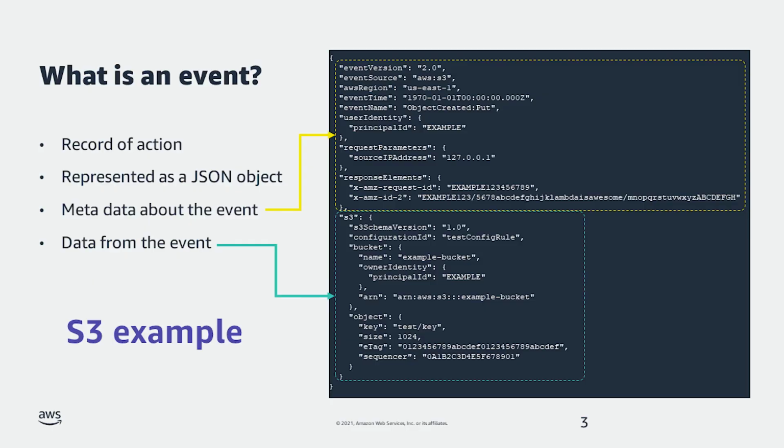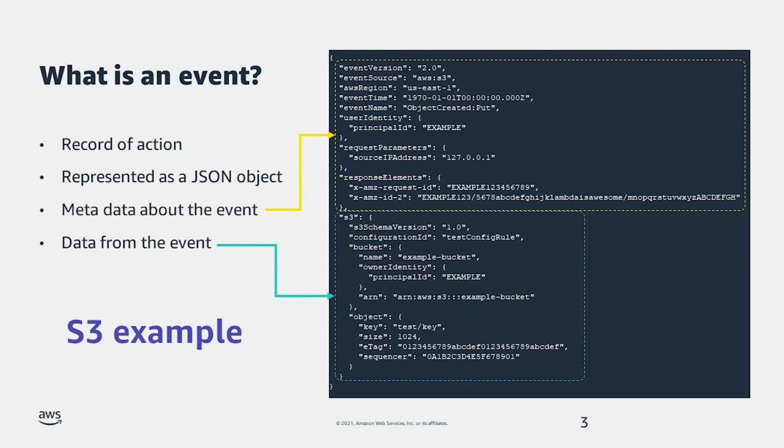First of all, let's make sure we all agree on what an event is. An event is a record of an action that has happened in the past. In this context, it is represented as a JSON object that contains data from the event and metadata about the event. For example, if someone saves a file to Amazon S3, an event is created containing the bucket the file was saved to and the key or name of the file. It will also contain data about when it was saved, the size of the file, and other metadata that helps developers to understand the event.